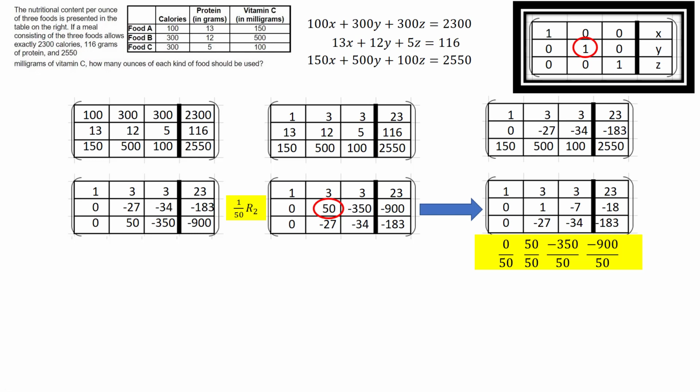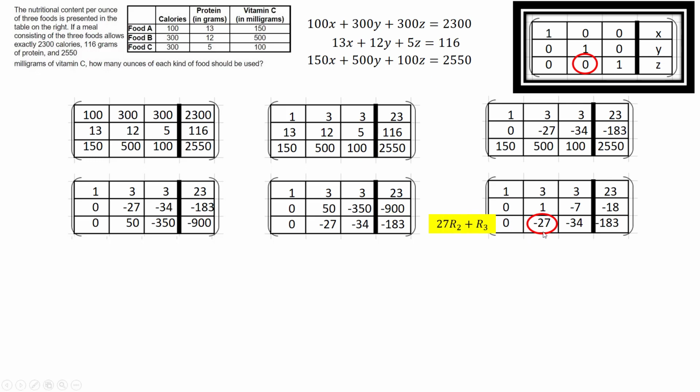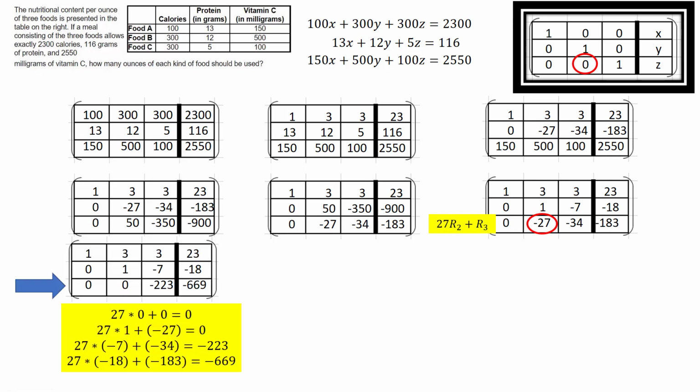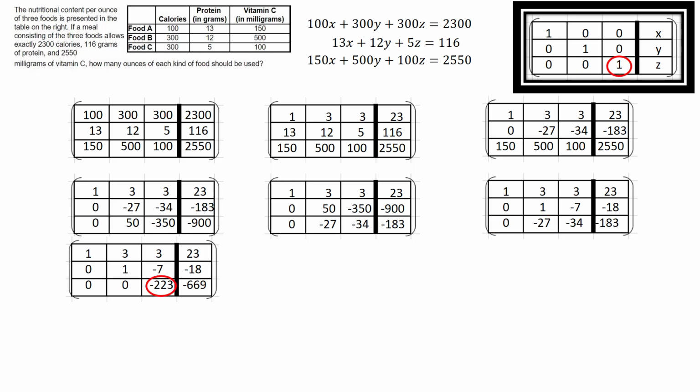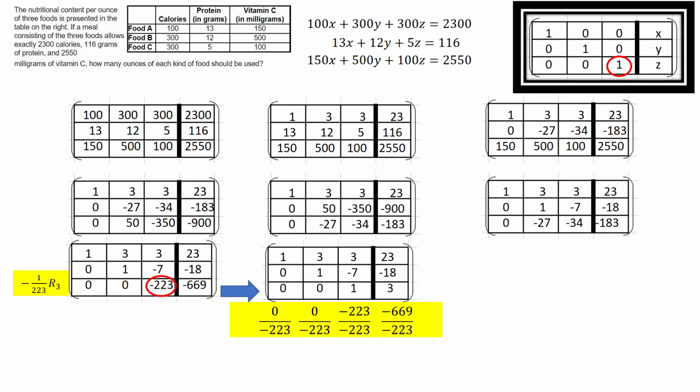All right, next, I want to turn the negative 27 into 0. I see row 2 right above it, that I can multiply row 2 by the opposite. So the opposite of negative 27 would be positive 27, and then add to row 3. So I take every term in row 2, multiply it by 27, and then add to every term in row 3 to get my new row 3. Okay, negative 223, I need to turn that into a 1. Surprisingly, the number right next to it is going to divide evenly. So I divide it by negative 223 every term, and I get my 1. Negative 669 divided by negative 223 is 3. So I already know that Z, or food C, equals 3.